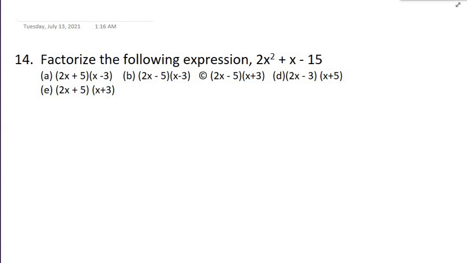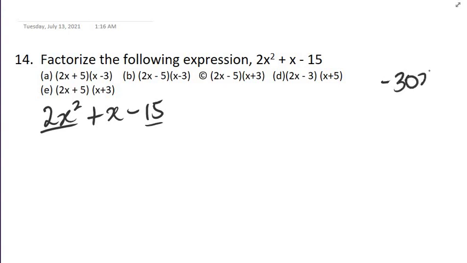Let's factorize what we have here: 2x squared plus x minus 15. To factorize this, you use the first term to multiply the last term. 2x squared times minus 15 gives me minus 30x squared, right? So you think of factors of minus 30 that, if you multiply, you get minus 30x squared, but if you add, you get plus x.